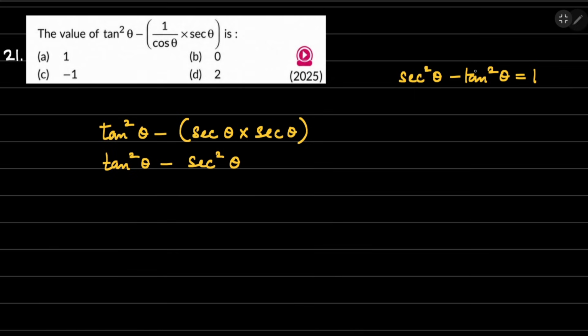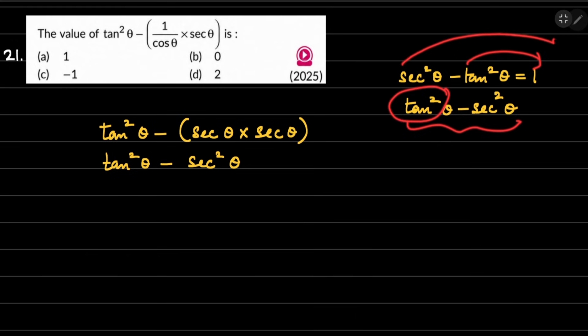If you take everything to the other side, if tan square goes to the RHS, it will become plus tan square. Secant, if it goes to the right hand side, will become minus secant square. 1, if it comes to the LHS, will become minus 1. Correct? So tan square theta minus secant square theta is equal to minus 1.